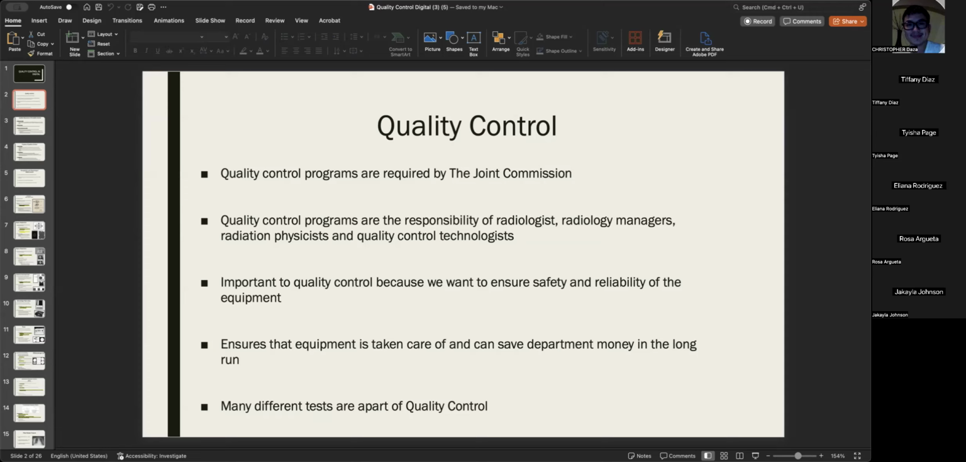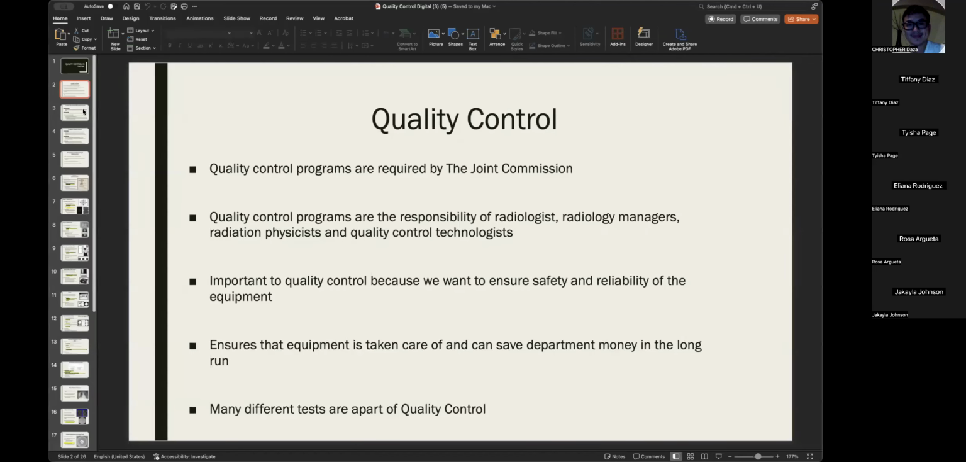And so the quality control portion is the responsibility of everyone, okay? It's the responsibility of the radiologists, the managers, the physicists, quality control technologists, and even us as the general technologist. Quality control helps the department save money, right? Because if we establish something's wrong early, it may be easier to fix than when it starts becoming more of a problem, all right? And so there's many different parts and tests that we're going to see here.